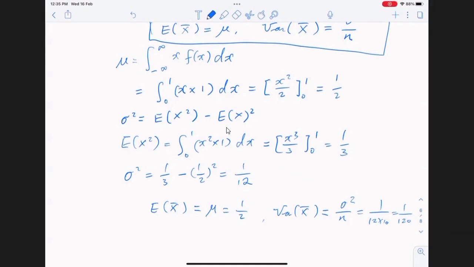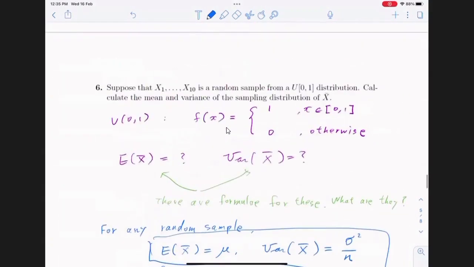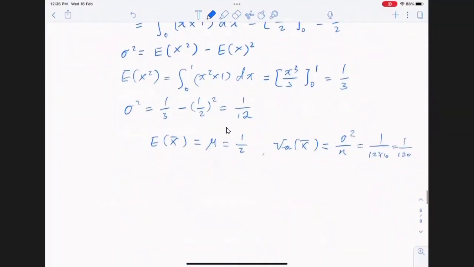We have a sample of size 10. Okay, you read the original question. It says that we have a sample of size 10, S1 up to S10. Now I would like to say a few words about the meaning of this expectation of the mean and variance of the mean. Somehow it is very confusing.